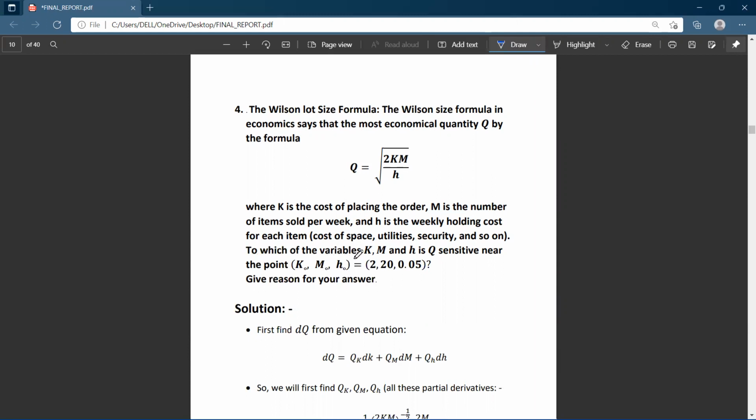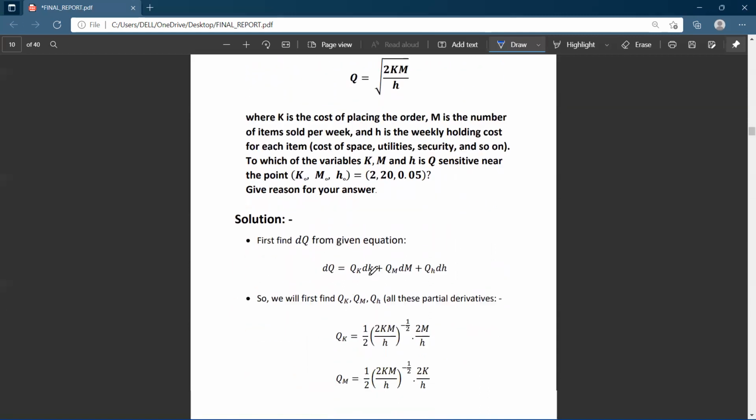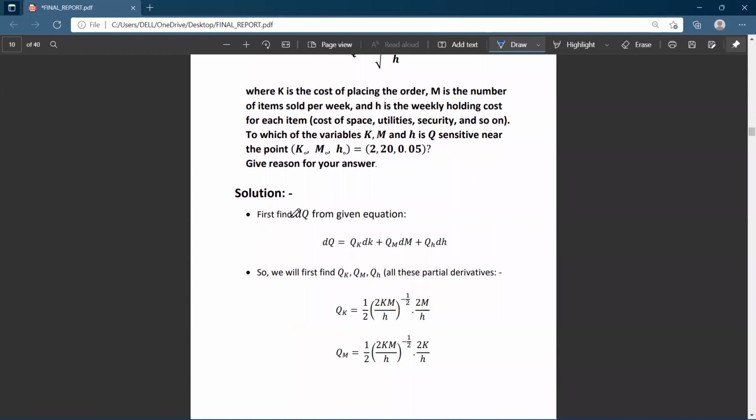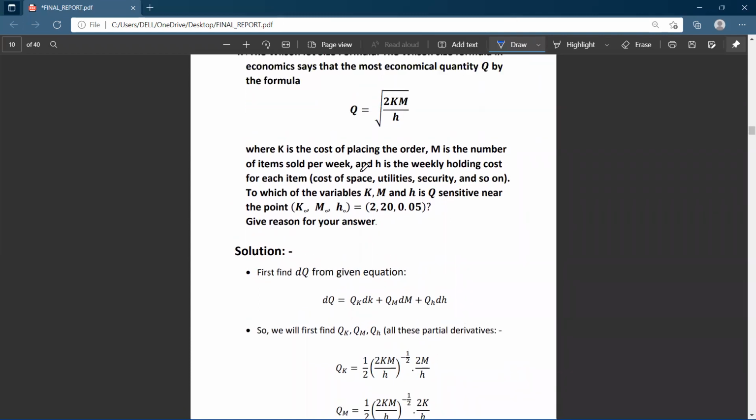To which variables K, M, H is Q most sensitive near the given point, and give the answer for the region. So first we will find dQ, which means we have to find which variable is sensitive. So we have to find small changes in Q, and according to those small changes, which quantity is contributing more to the sensitivity of dQ.